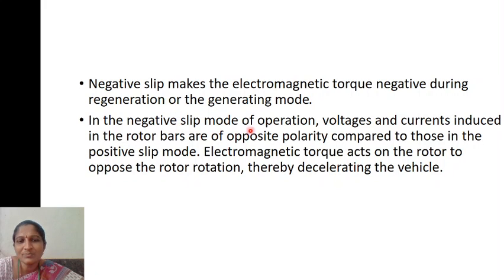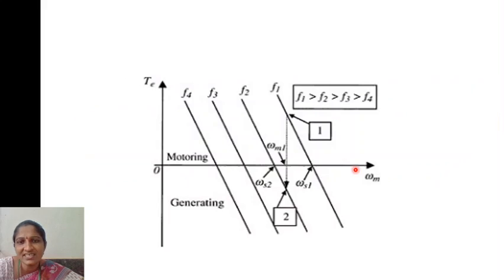So in the negative slip mode of operation, voltages and currents induced in the rotor bars are of opposite polarity compared to those in the positive slip mode. Electromagnetic torque acts on the rotor to oppose the rotor rotation, thereby decelerating the vehicle. So you can observe here, this is the graph between the torque and the angular speed. In the above, positive torque indicates it is in the motoring mode, and the negative torque indicates it is in the generating mode.